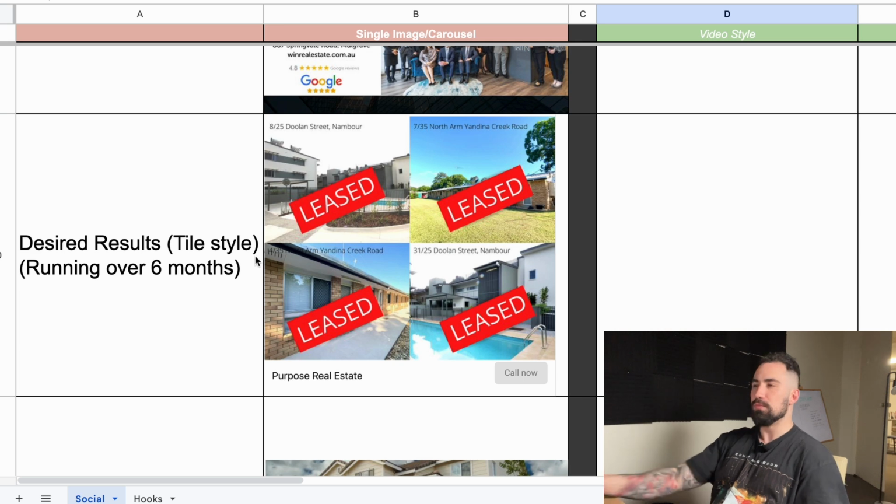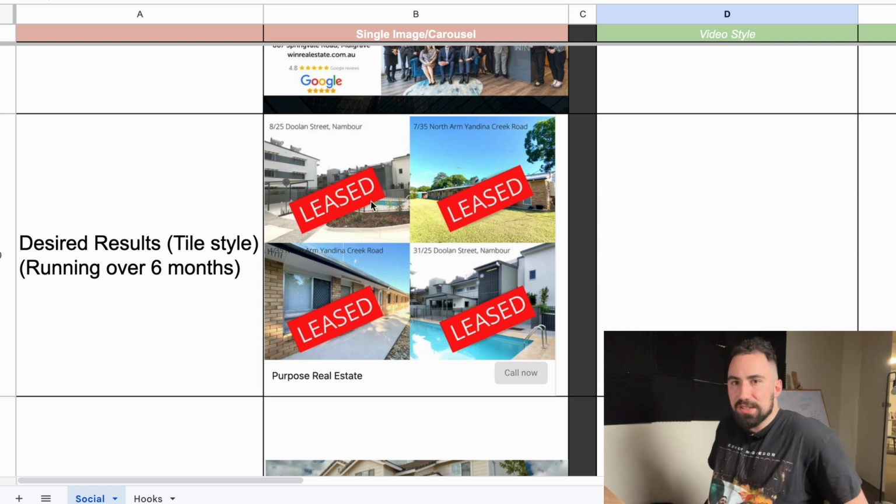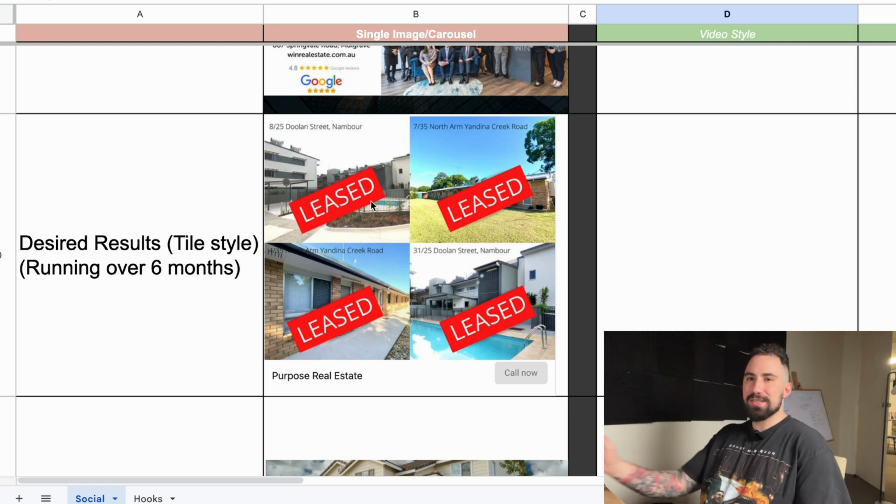Let's go down. Desired results driven and tile style. So you can use carousels, but the better way of doing this, because carousels are not great at getting the spend in an ad set. If you have multiple ads under one carousel, that carousel is not going to get most of the spend, right?